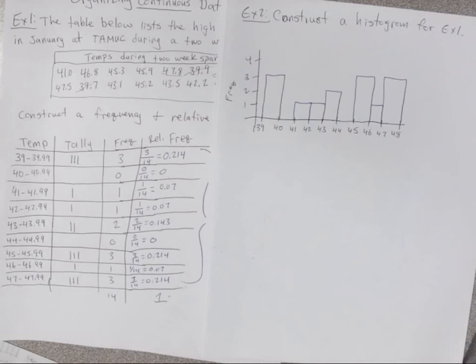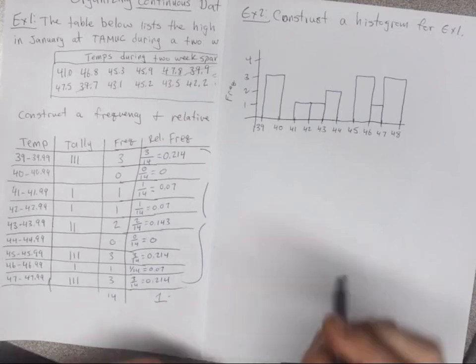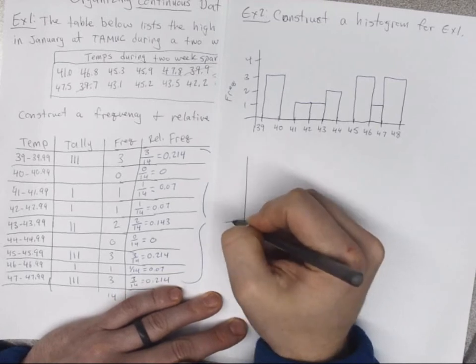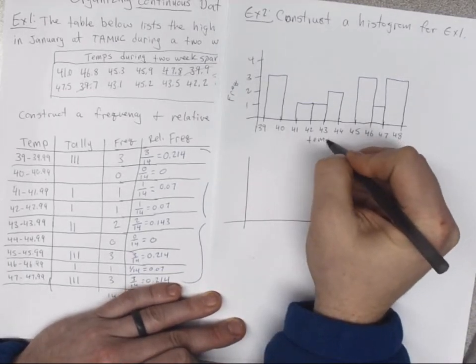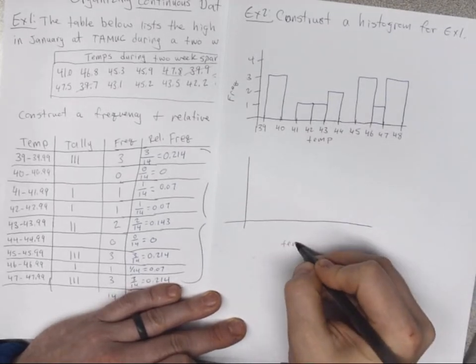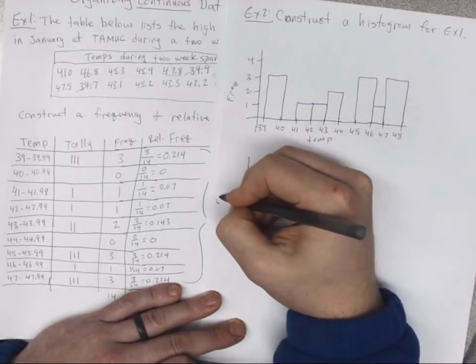And I will leave doing a relative frequency. I want you to do that so that way you can get a little practice here. The bottom will be the same. You need a label here. Labeling is important. Temp. So your temps will be the same. Over here will be your relative frequency.